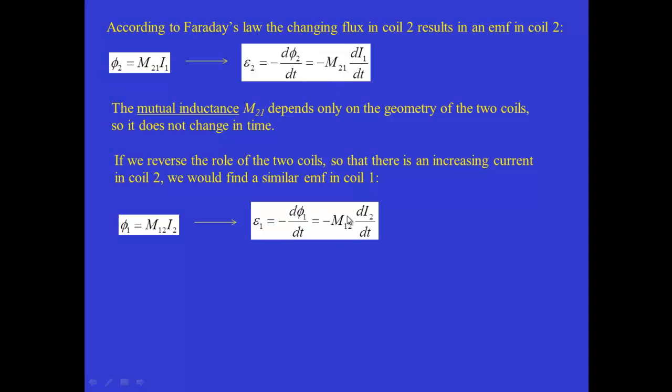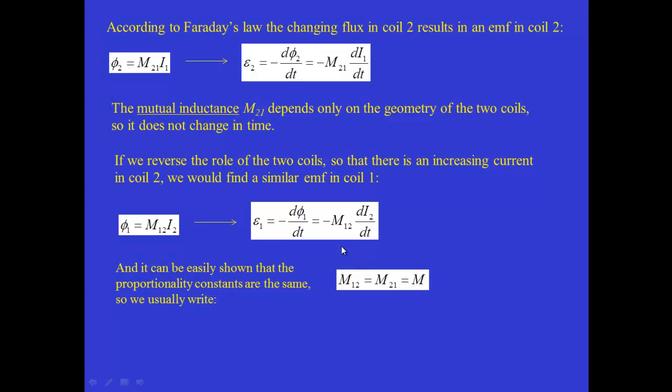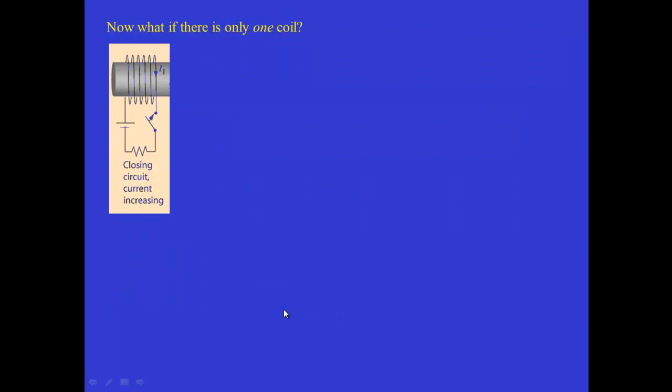They would result from different experiments, but one of the really cool things that we can show is that those two proportionality constants are the same as long as the geometry has not changed. And as a result of that, we usually write this proportionality constant without any subscripts, even though being a mutual inductance, it actually applies to two coils placed in proximity to one another. But it really doesn't matter which one the current is flowing through, the effect will be the same.